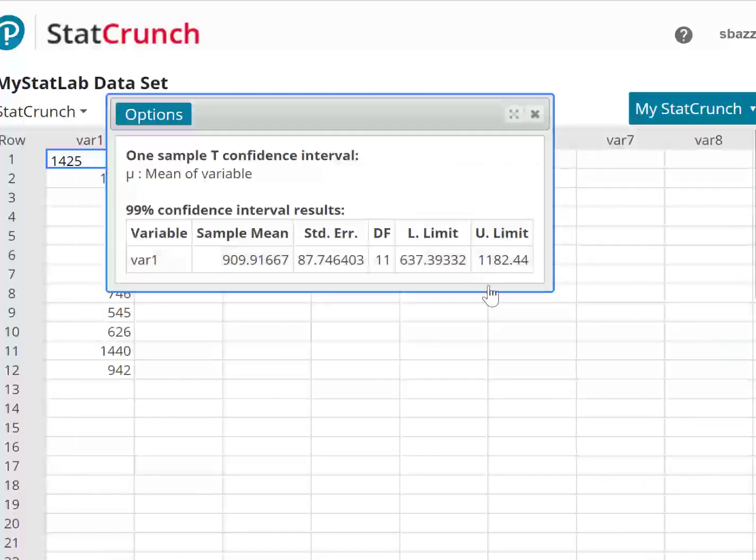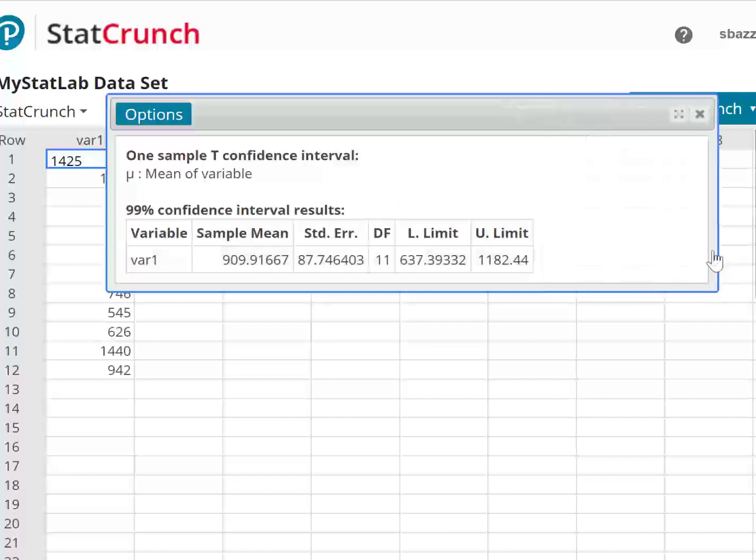Not only do you get the confidence interval, you get the mean, the sample mean, and you get the standard deviation if you want. That's the degrees of freedom, 12 minus 1. So you could use StatCrunch as well.